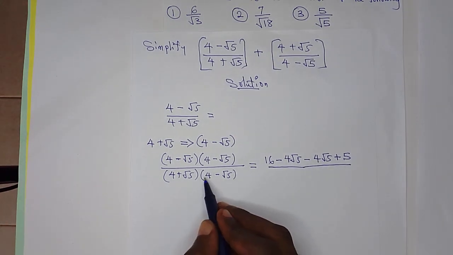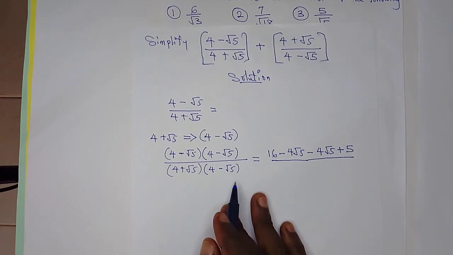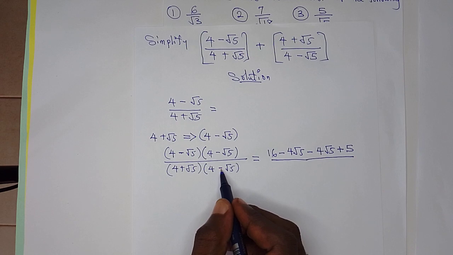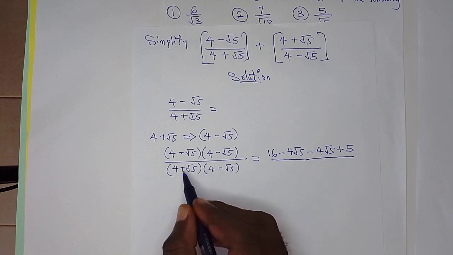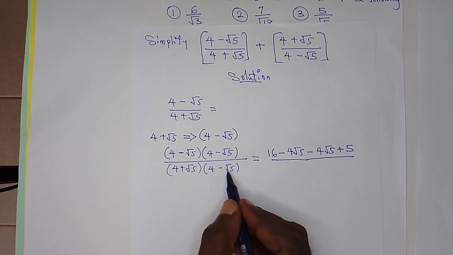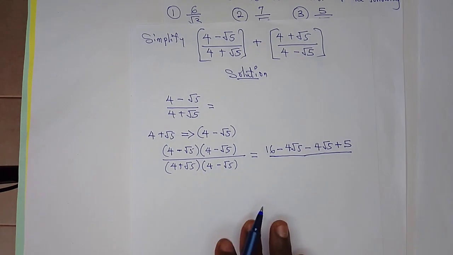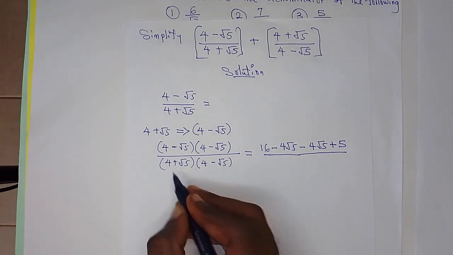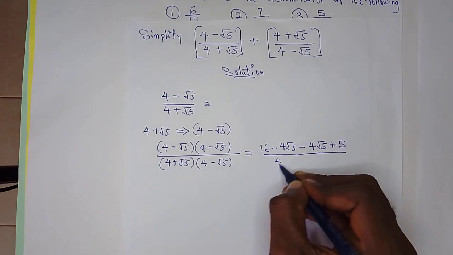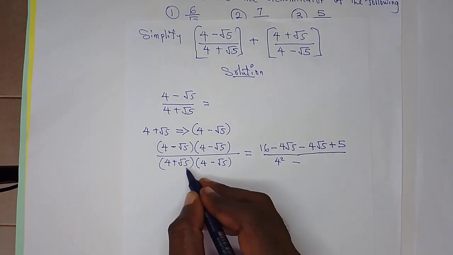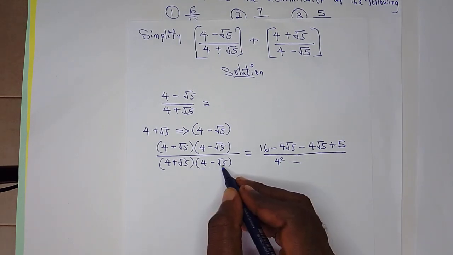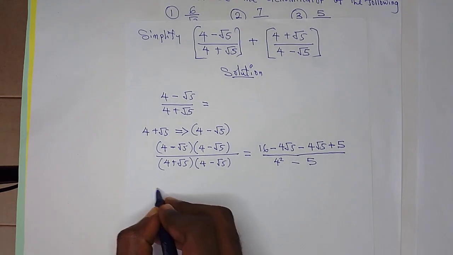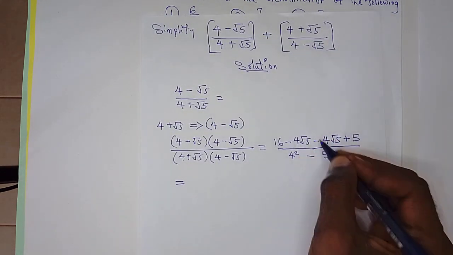Now look at the denominator. The denominator now is a difference of two squares, because one of the brackets is plus, one is minus. So once you have the two brackets, one is plus, one is minus, and you have the same numbers inside the two brackets, you simply use the difference of two squares, okay, to save your time. So difference of two squares is going to be 4 times 4, that's 4 square, minus root 5 times root 5, that will give us 5. Okay, so we are going to have, let's simplify the numerator.